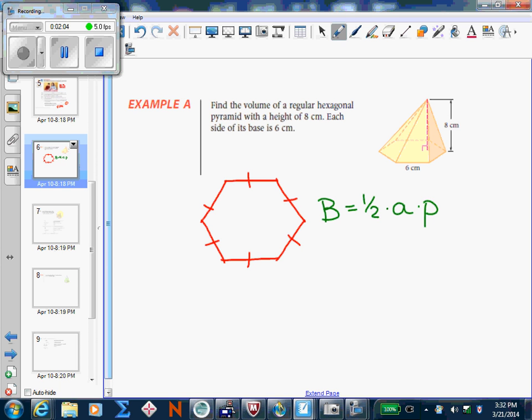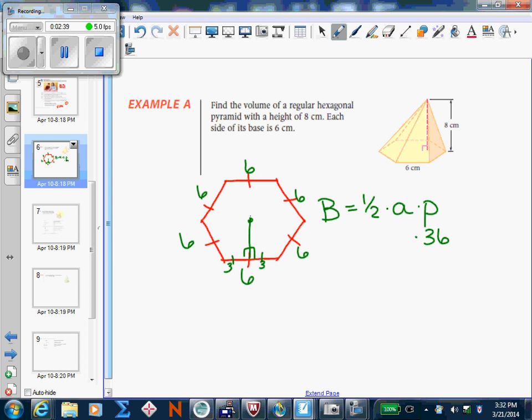In this case, we are given that the side of each hexagon is 6. So finding the perimeter is easy. Perimeter is going to be 36. The apothem, however, is not so easy. What we do know is the apothem goes from the center to the midpoint of the side, forming perpendicular lines. So this side right here is 3, and that little piece right there is 3. But we still don't know what the length of the apothem is.